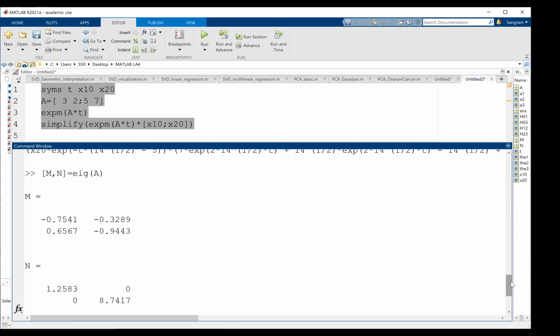How did we land on the value for x1? Okay, and M. Oh, M. M, right? We just did. M is equal to eig(A), right? So M is nothing but the matrix of eigenvectors. So we first did M, N equal to eig(A), right?